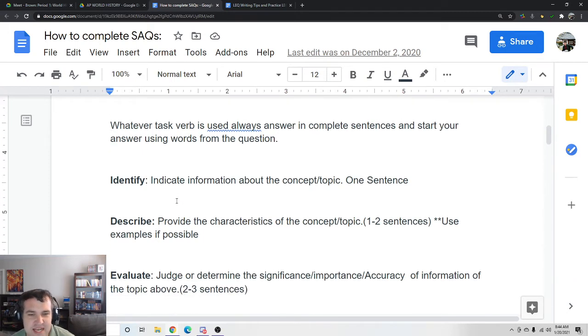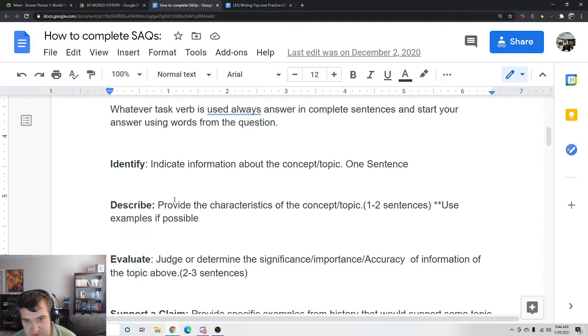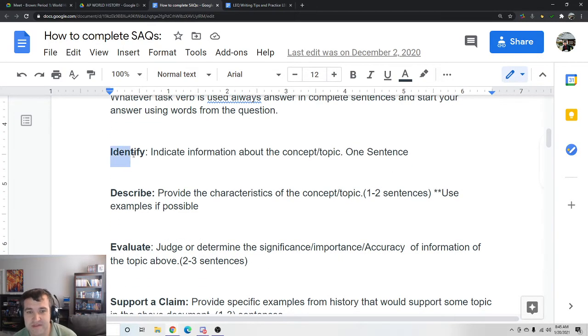Okay, so here are the task verbs you're going to see with SAQs. You should not see any other task verb. It should just be these. So if you see identify in the question, what is expected of you, you are to indicate information about the concept or topic and probably just have a 1-sentence response. Okay, identify, it's just right to the point, one answer, moving on.